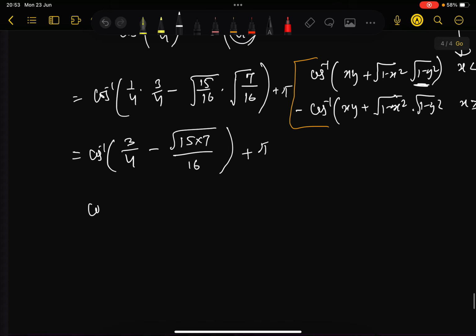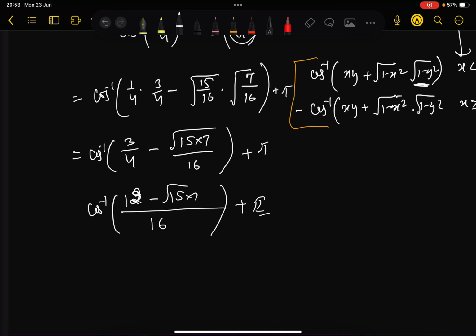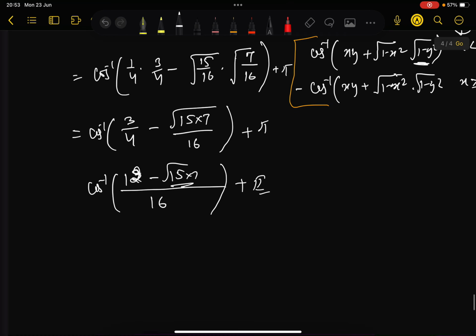So finally we are getting cos inverse of 3 fours are 12, we can write 12 by taking the LCM, 16 minus root of 15 into 7, plus pi here. So this is your final answer. Further you can multiply these two numbers and simplify.